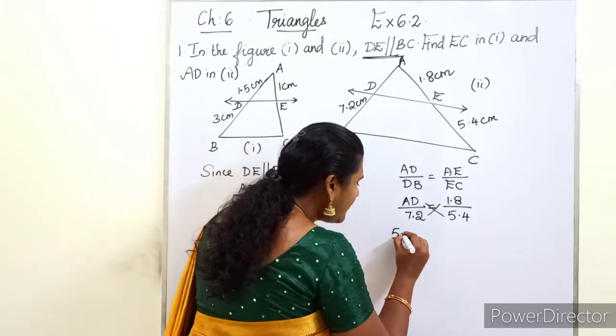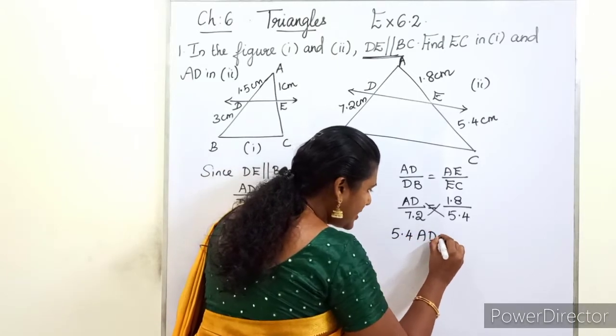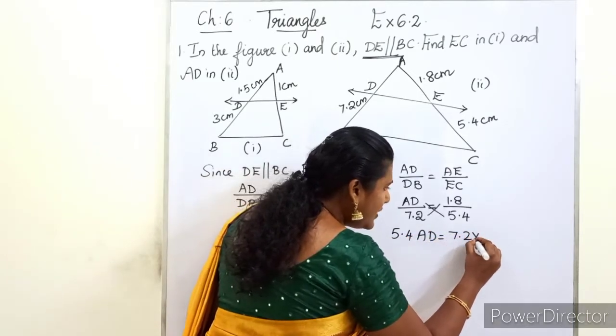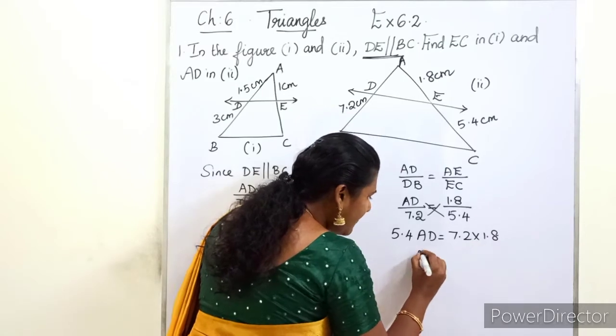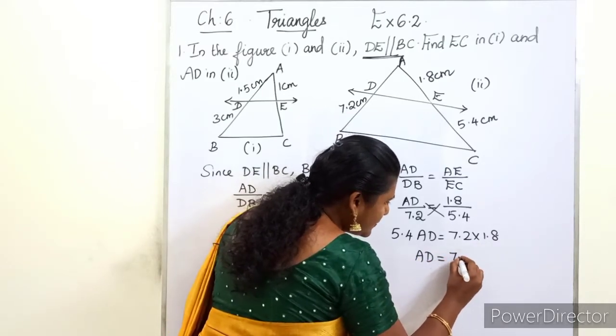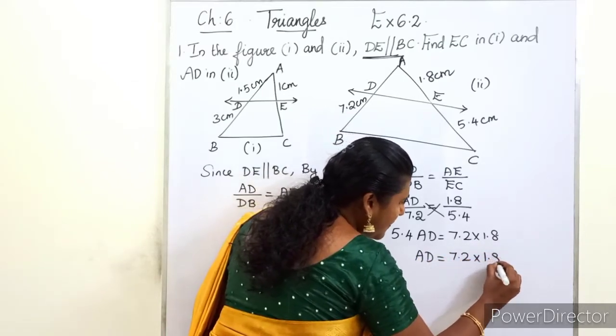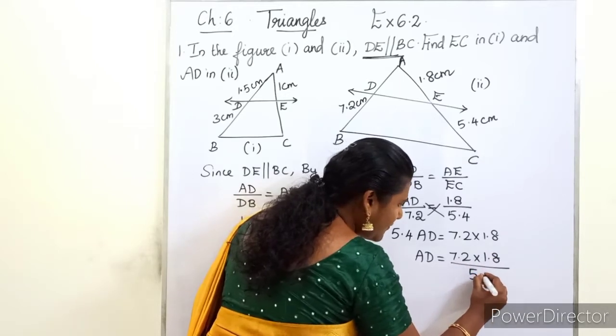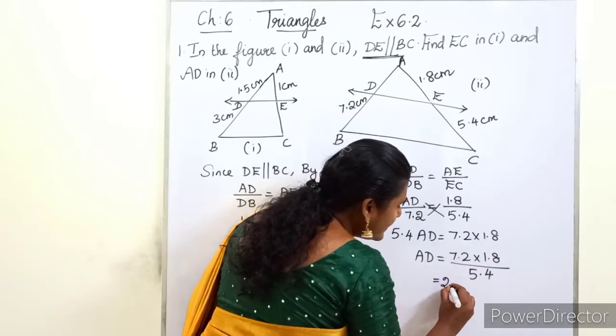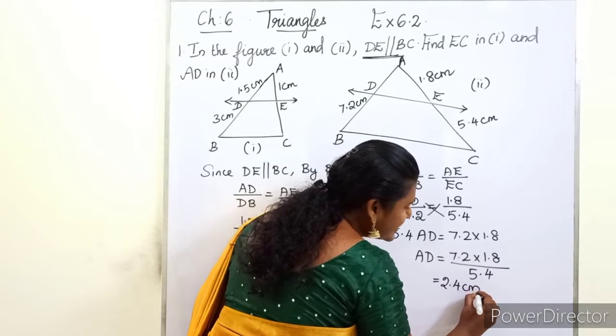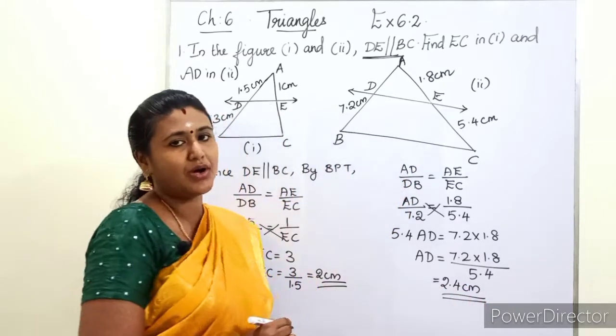Now we will cross multiply for finding the value of AD. So 5.4 AD is equal to 7.2 into 1.8. Therefore, the value of AD is equal to 7.2 into 1.8 divided by 5.4. When you simplify this, you will get 2.4 centimeters. So, this is how you have to do.